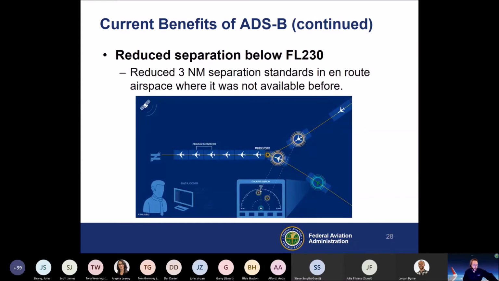So we are also in the process of rolling out reduced separation coverage areas in the U.S. In Enroute airspace, the typical separation standard is 5 nautical miles. And we're in the process of implementing 3 nautical mile separation in large portions of Enroute airspace below flight level 230. So this has the effect, particularly in really busy airspace, of being able to utilize airspace more efficiently.